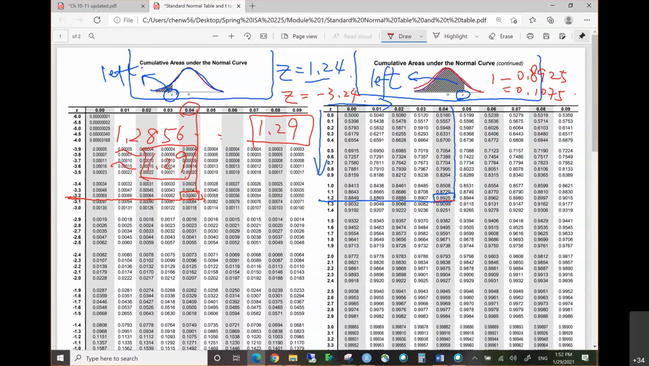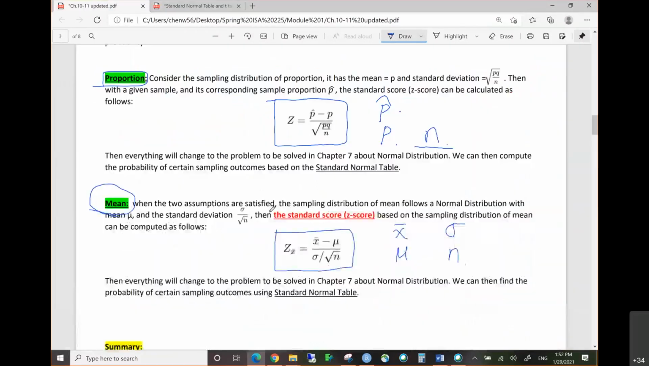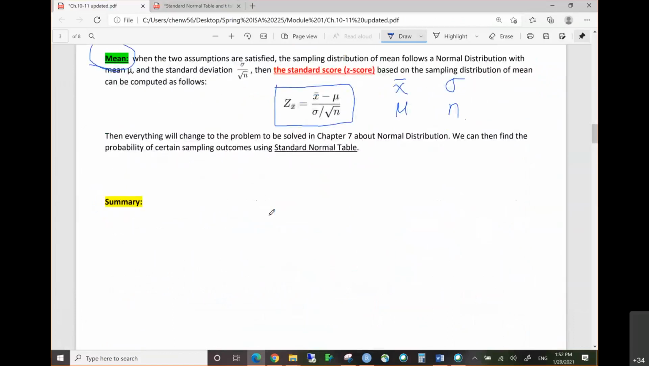All right, so now we are done with finding the probabilities based on a sampling distribution of proportion or the sampling distribution of mean. Now let's do a summary. All right, let me change my screen.